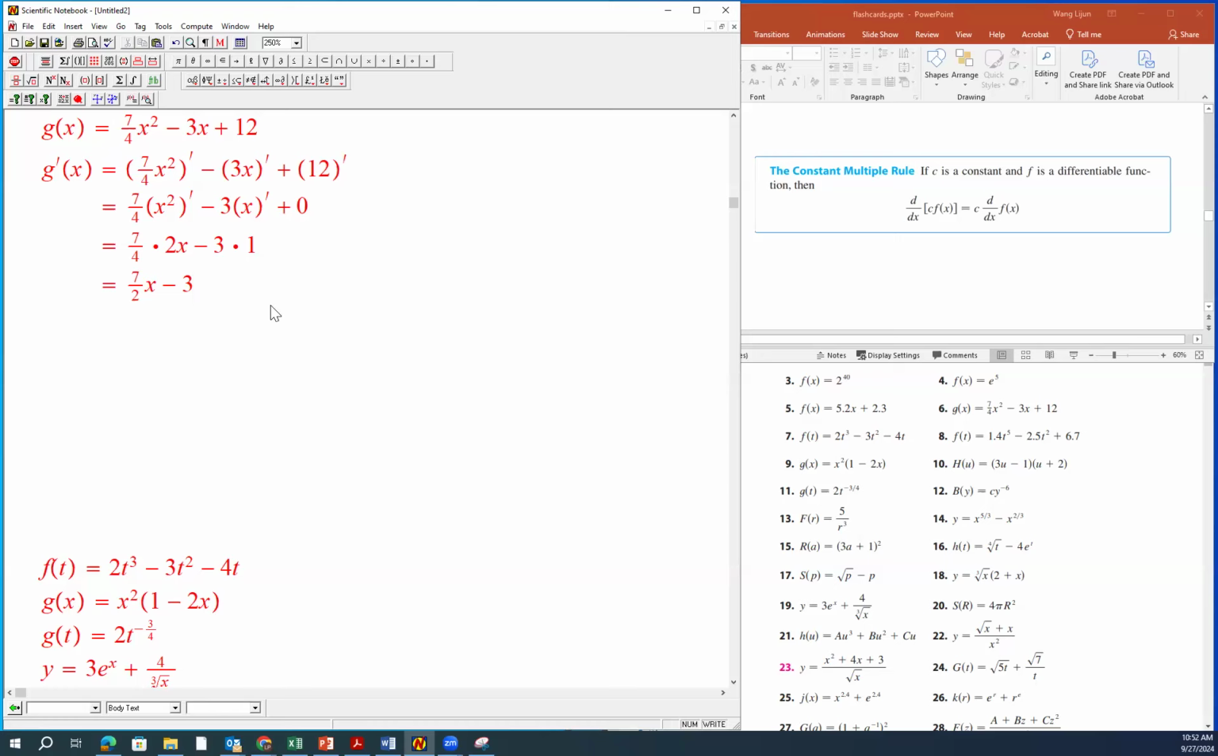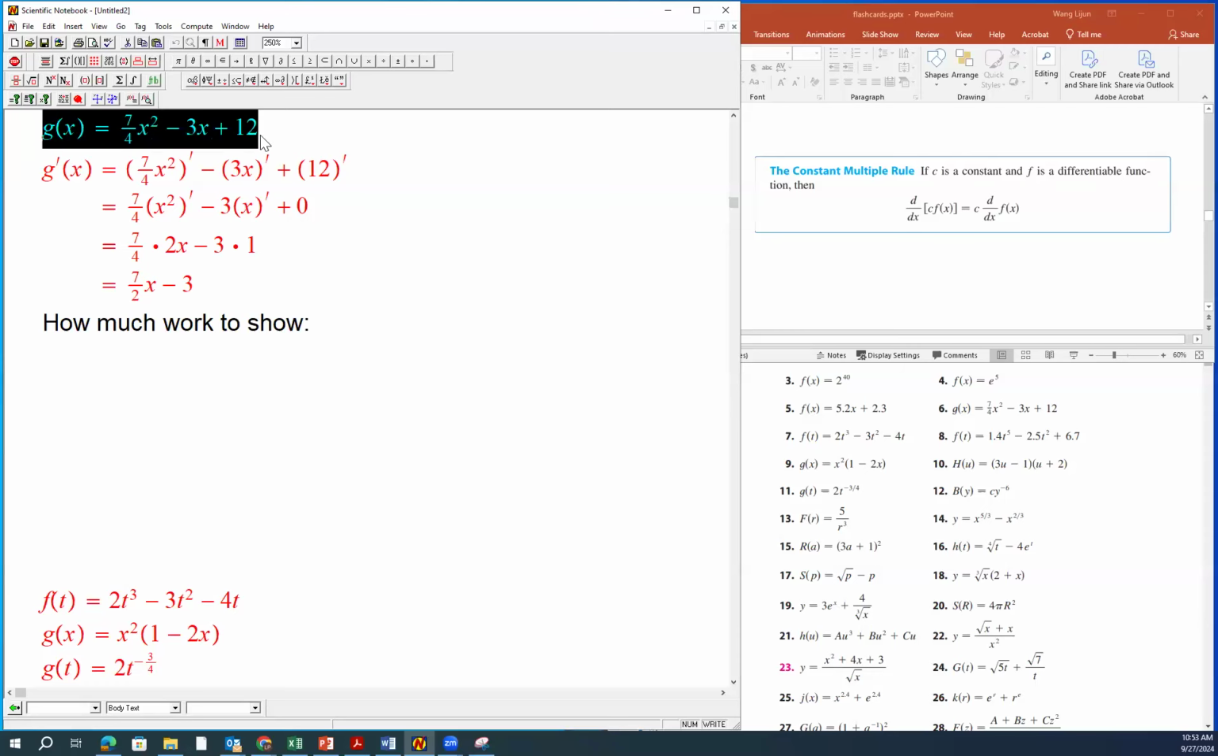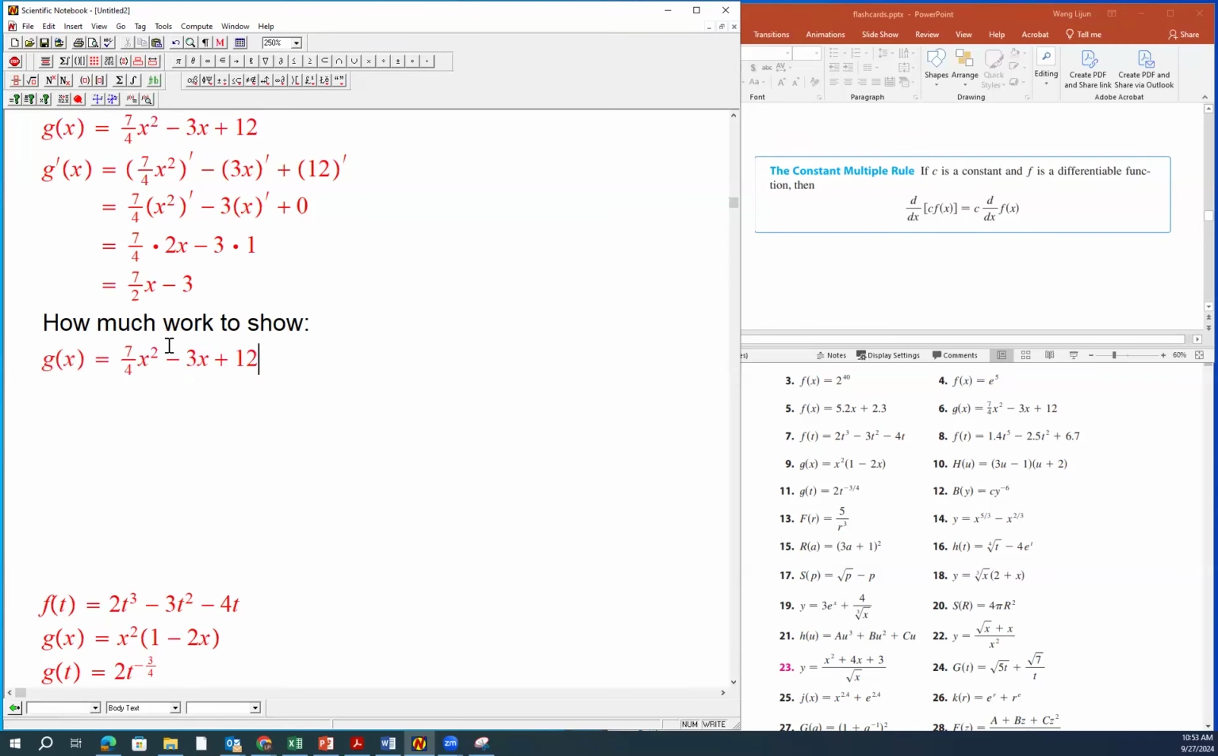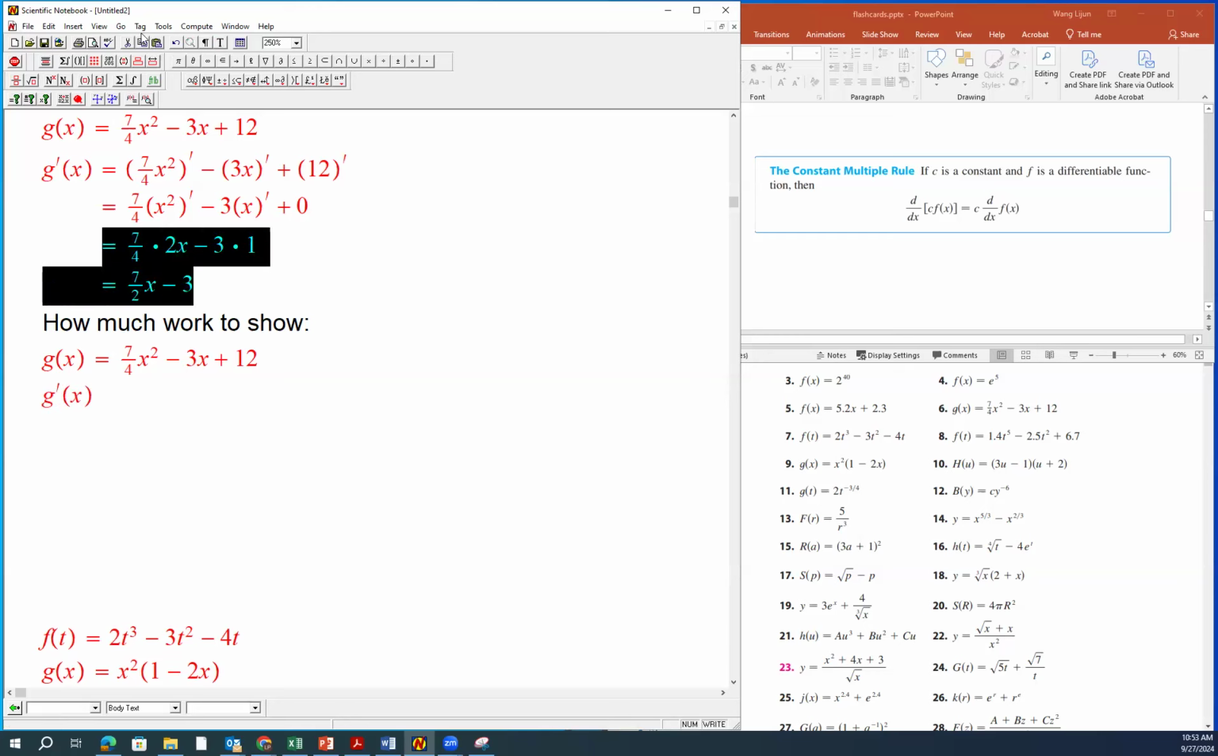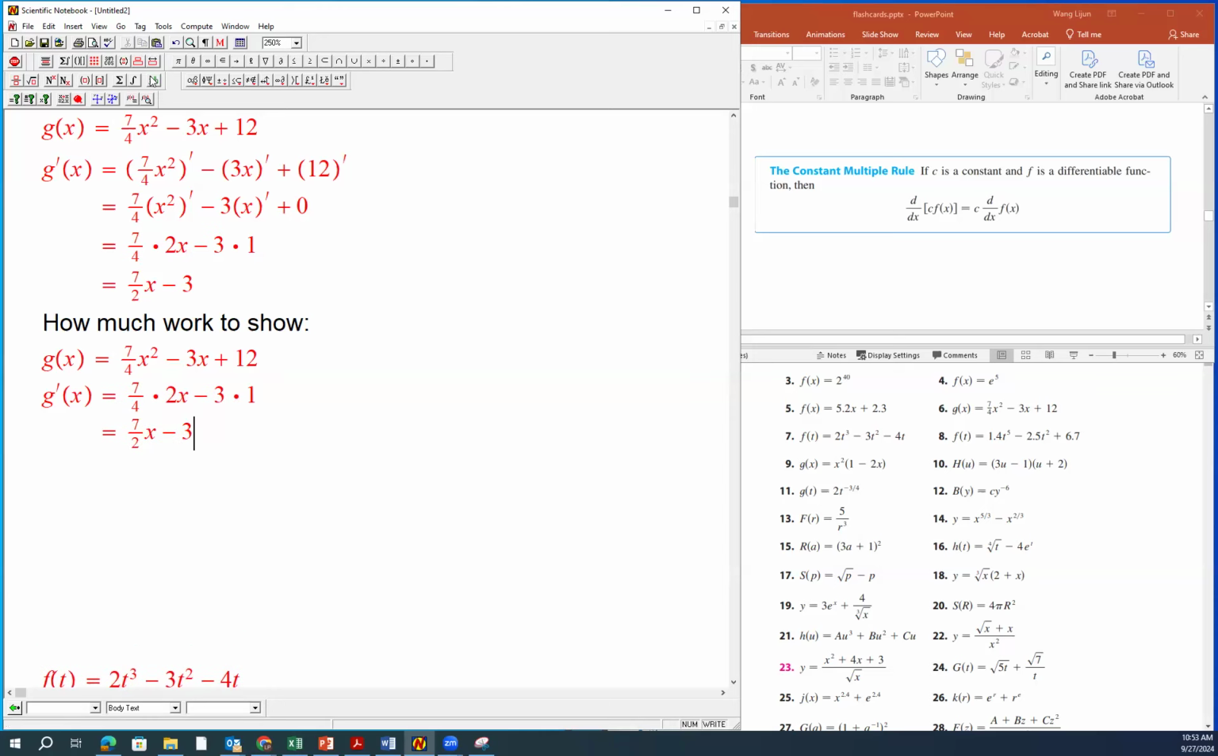Done. Then you may say, do I have to show this much work? The answer is no, you don't have to. How much work to show? I don't expect you to show so much work. This is g, this is how you show your work: g and g prime. You at most show these two parts, or just straight here. That's fine with me.